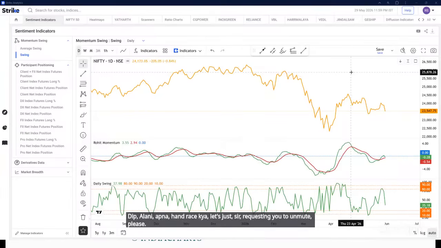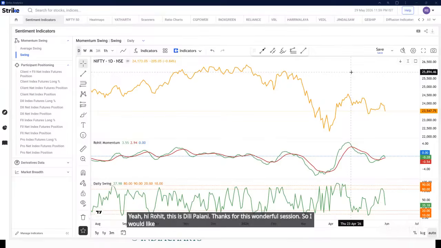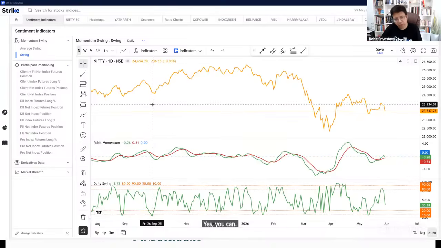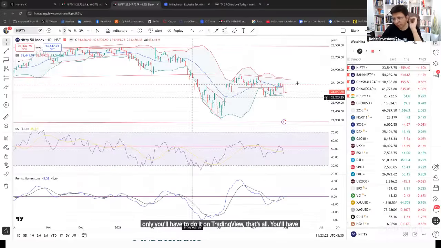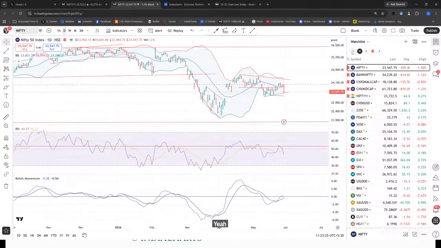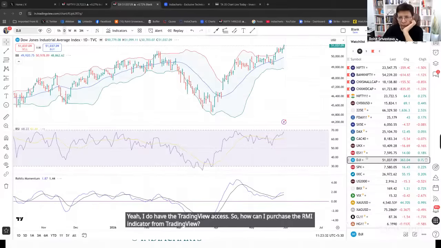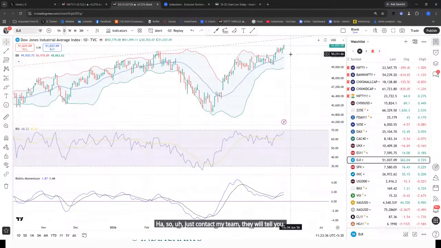Hi Rohit, this is Dilip Palani. Thanks for this wonderful session. I would like to know if I can apply the RMI indicator on US stocks as well. Yes, you can, but you'll have to do it on TradingView. You'll have to take TradingView access. Yeah, I do have the TradingView access. So how can I purchase the RMI indicator from TradingView? So you just contact my team. They will tell you. Yes sir, I'll do that.